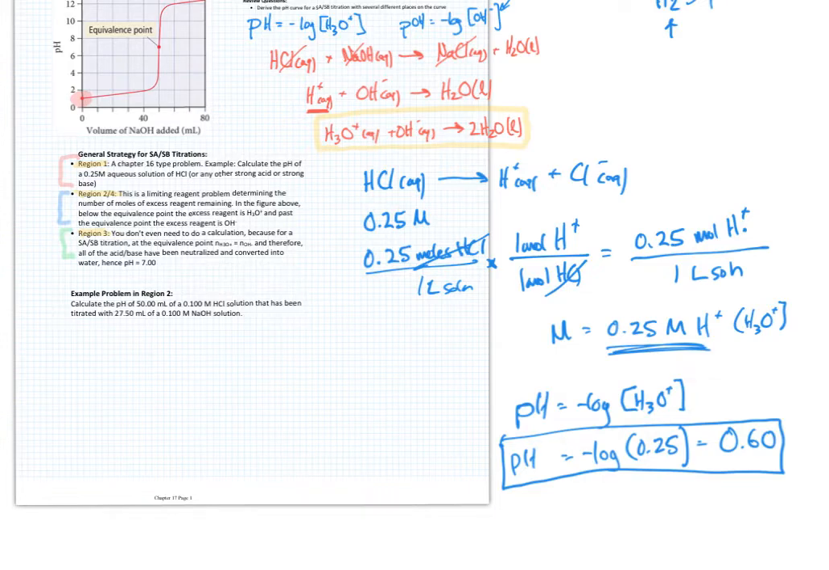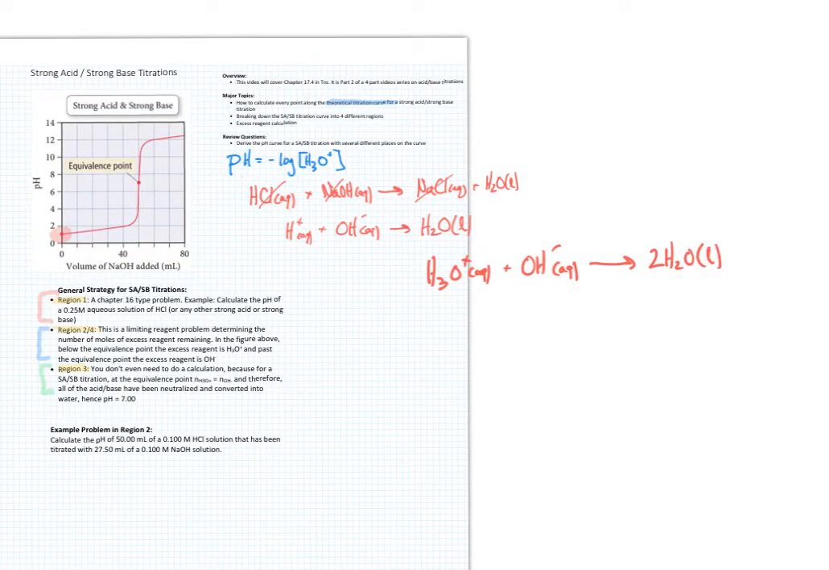If you have a problem where you have not started the titration, you're back here at volume equal to 0, it's just like a problem that you would have done in the last chapter. You just take the concentration. Okay, the next thing we're going to tackle is region 2.